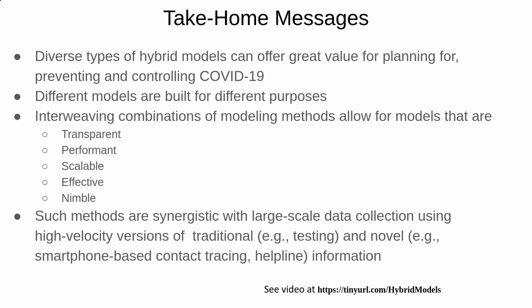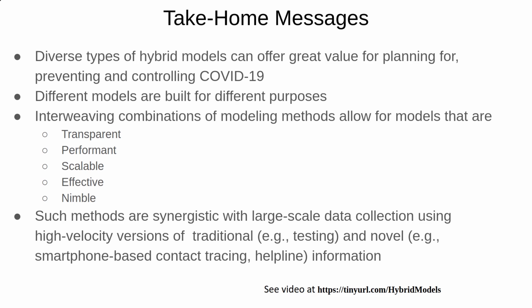Interweaving of different types of modeling methods allows for models that are at once transparent, they use the right mechanism for the right parts of the model, and mechanisms to speak to stakeholders for that area of the system. They are performant, such as with the capacity planning model representing most of the population, the vast majority who remain susceptible, in a stock, in a compartment context. They are scalable. They can be highly effective at answering the questions for which they're designed. And indeed, they afford us a nimbleness and agility, which is much needed in this fast-moving pandemic.